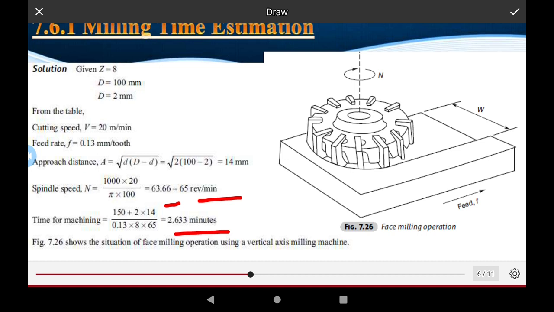Now this is the situation for a face milling operation using a vertical axis milling machine. Suppose a milling operation requires some parameters, using standard values.